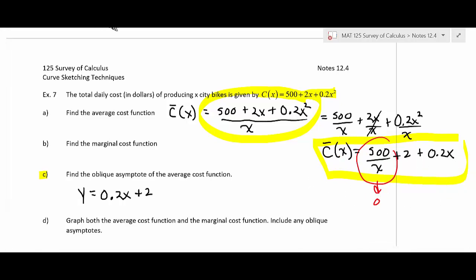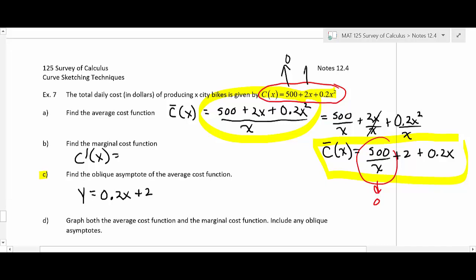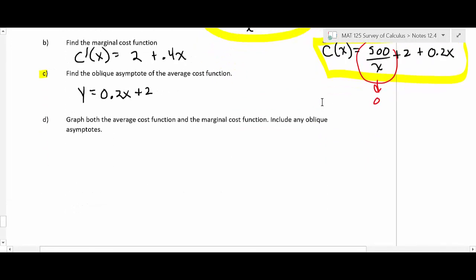So this should be a pretty simple derivative. Go ahead and do the derivative of the cost function. You can do that in your head. What is that? 2 plus 0.4x. Derivative of 500 is 0. So we're just going to say c prime of x. The derivative of that is 0. Derivative of 2x is 2. This is a power rule there, so that's 0.2 times 2x. So you would end up getting 2 plus 0.4x like that. That's a power rule. Okay, all right, everybody okay there? Remember marginal is giving you a rate of change, therefore you're getting the derivative.